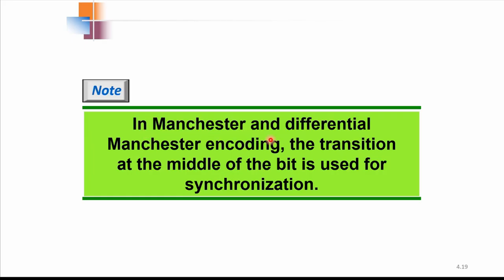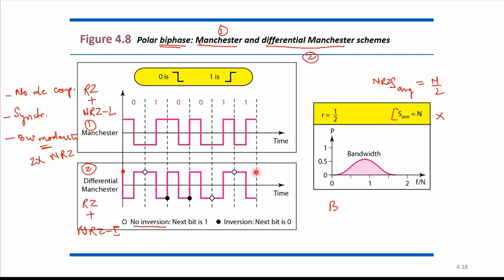So in Manchester and differential Manchester encoding, the transition at the middle of the bit is used for synchronization. Because in case of RZ, we were having synchronization, return to 0. The transition within the single data element is basically utilized for synchronization. Whenever there is a transition, this transition is used for synchronization.